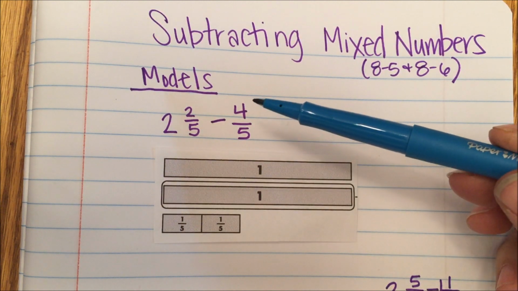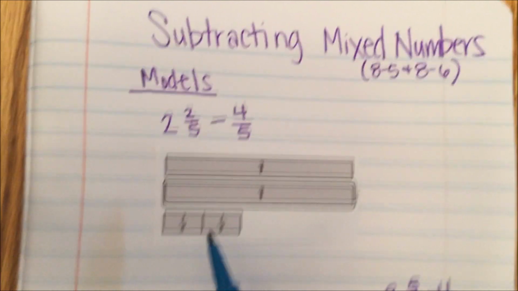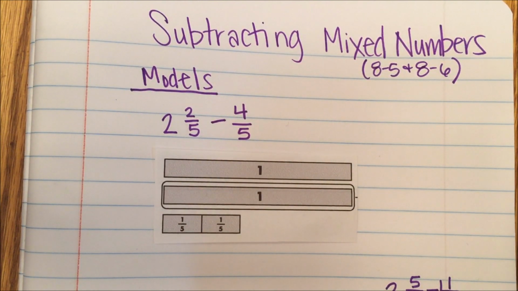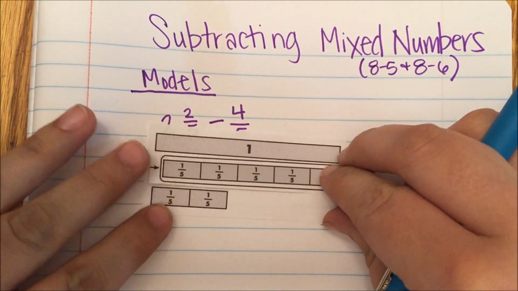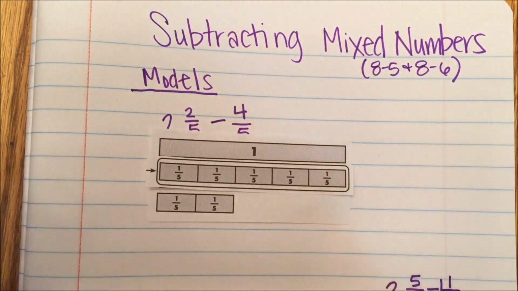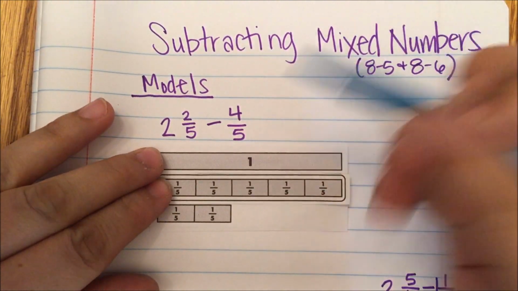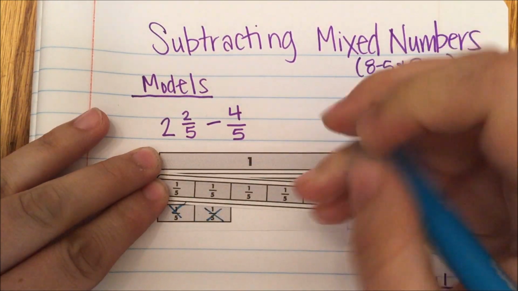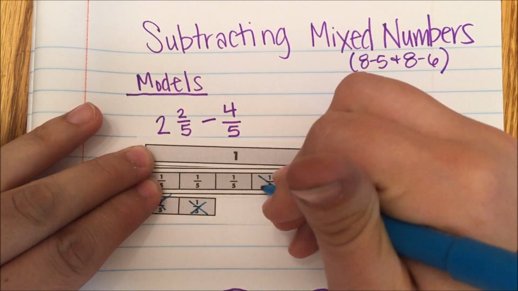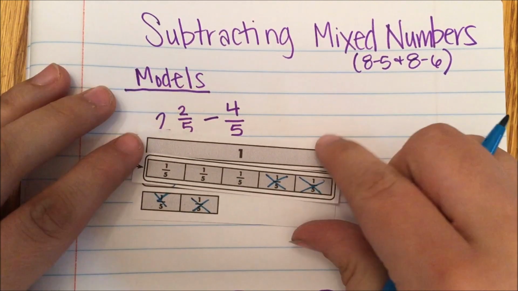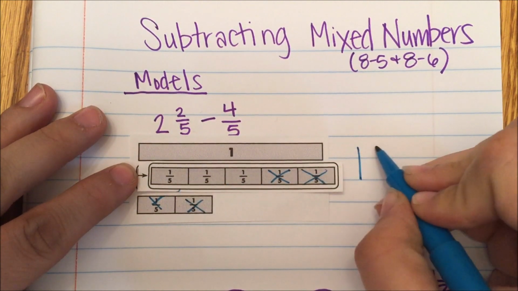And we want to take away 4/5, but we can't take away 4/5 because we just have 2 down here. So we are going to replace that 1 whole with 1 whole divided into 5 parts. So now we can easily go and take away the 4/5. So I'm going to start: 1, 2, 3, 4. And now what I have left is 1 whole and 1, 2, 3/5.